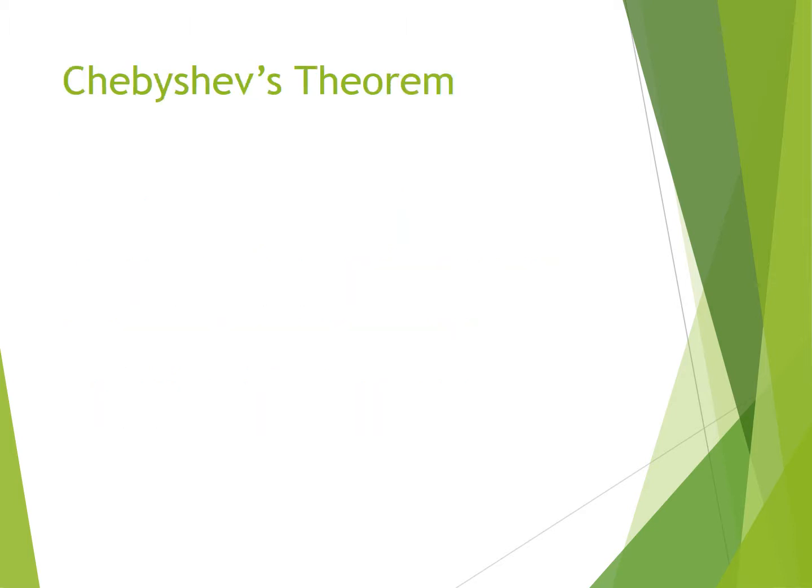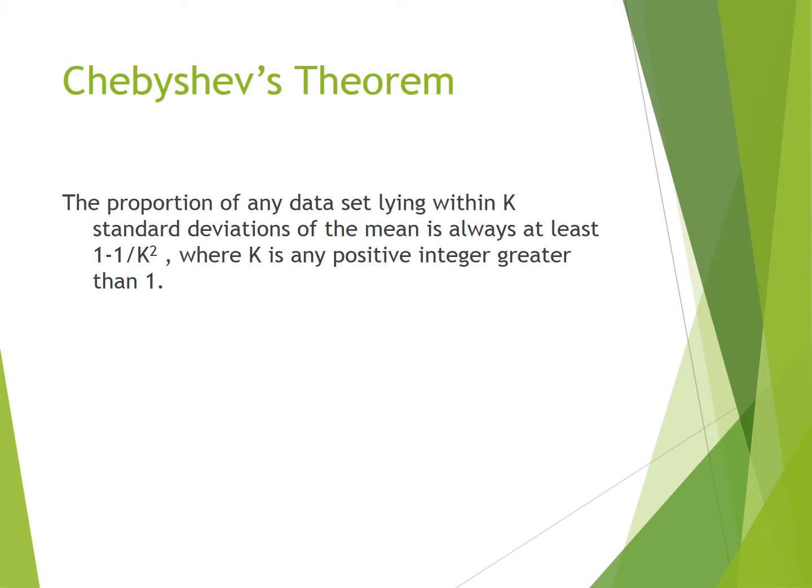But if we don't know that, we can use Chebyshev's theorem. Now Chebyshev's theorem is weaker because we don't have the knowledge of symmetry and the bell shape. But Chebyshev says that at least 1 minus 1 over k squared, where k is the number of standard deviations, greater than 1.